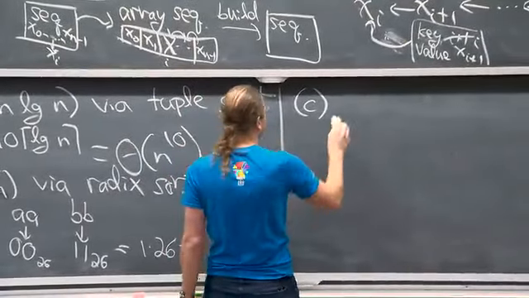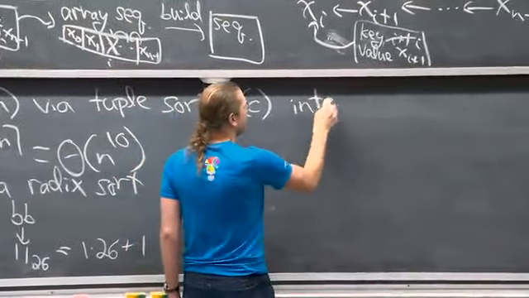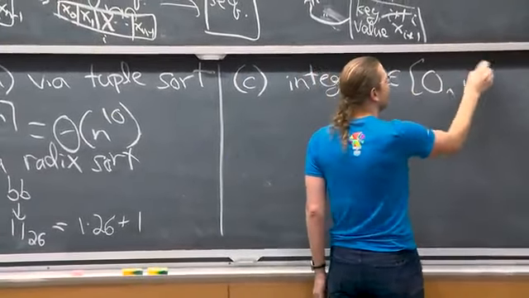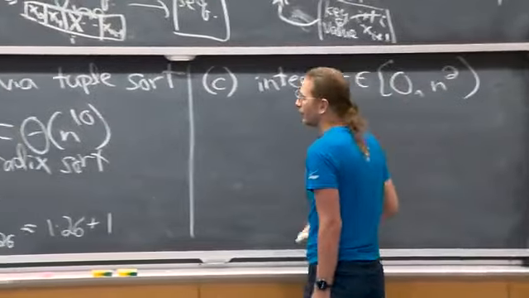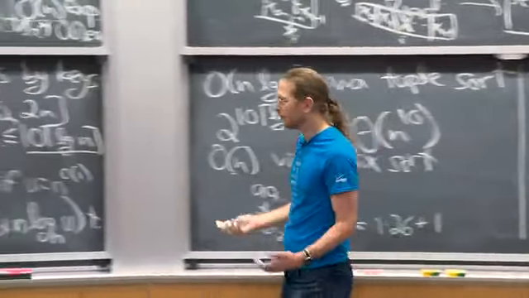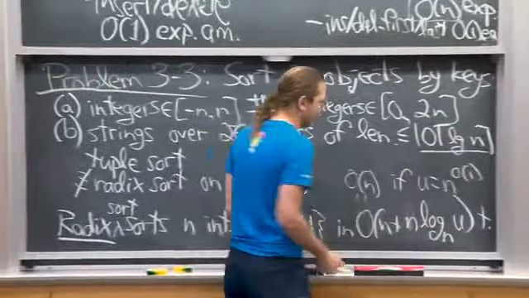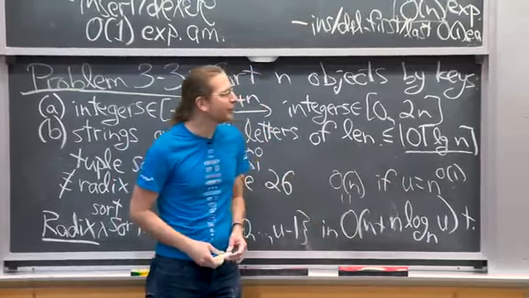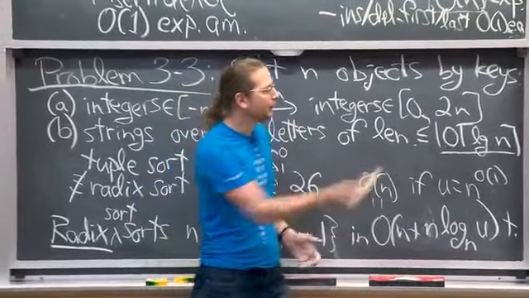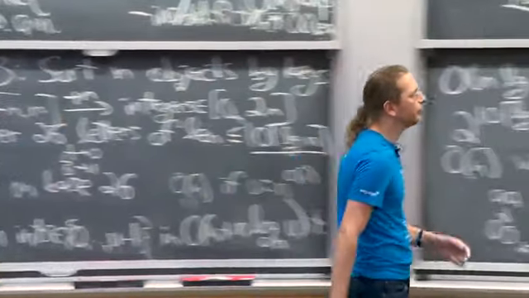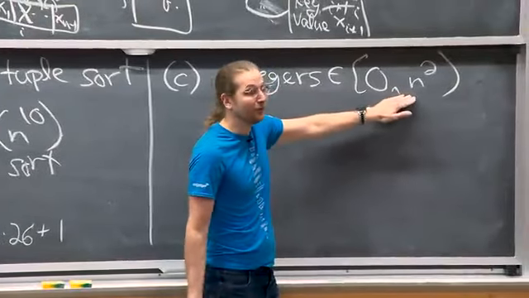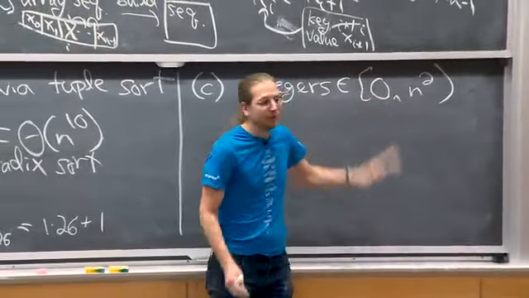C is not very interesting. It's integers in the range 0 to n squared. This I can just solve with radix sort because my radix sort, at this point we've done it our third time. Radix sort we can sort as long as the integers are bounded by a polynomial. Here it's a fixed polynomial with constant exponent. So this is radix sort, like we saw, that just calls counting sort twice, linear time.